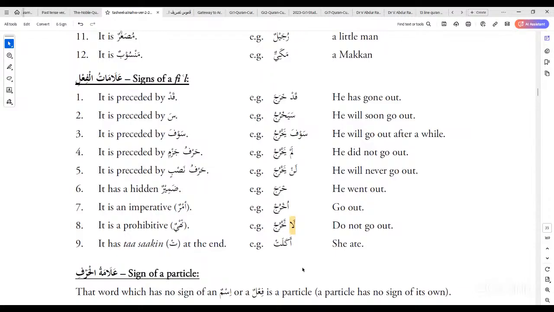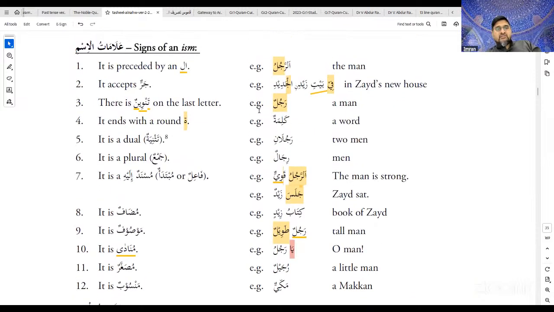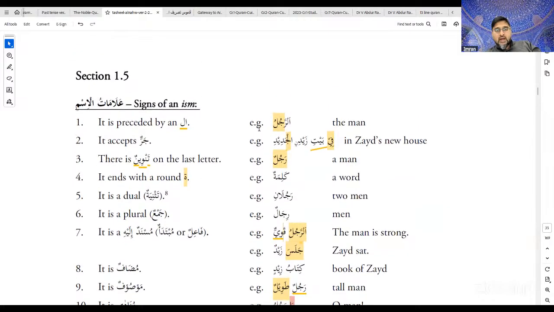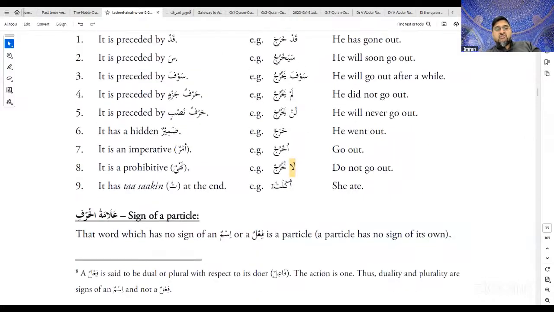That indicates that it's feminine if there's a ta with the noun. Say it. Ta marbuta. Excellent. So when you have a ta marbuta, that shows it's a female noun. Kalimatun ends with a round ta. Whenever you have a round ta, this is a sign for a female noun. Everyone, ta marbuta only comes with nouns, not with verbs. So when you want to see if it's a female verb, it only has a flat ta.